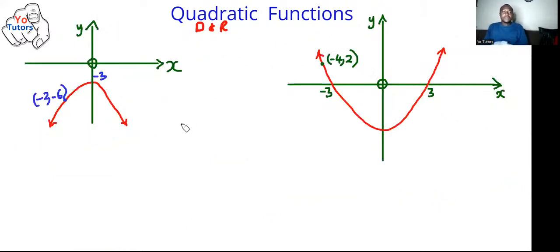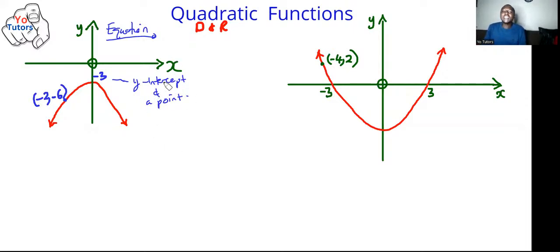Now, let's look at also finding the equation of a quadratic function. In this case, you are given the y-intercept. So here it's the y-intercept that is given, and a point. How do we deal with that?